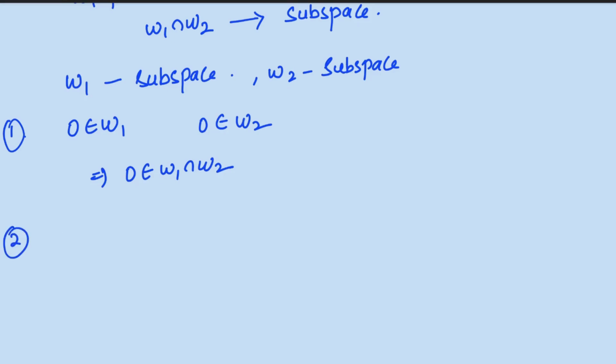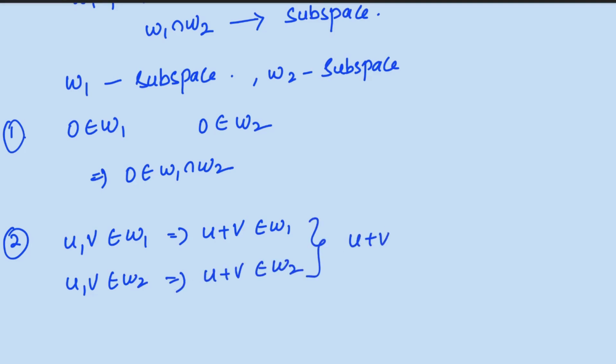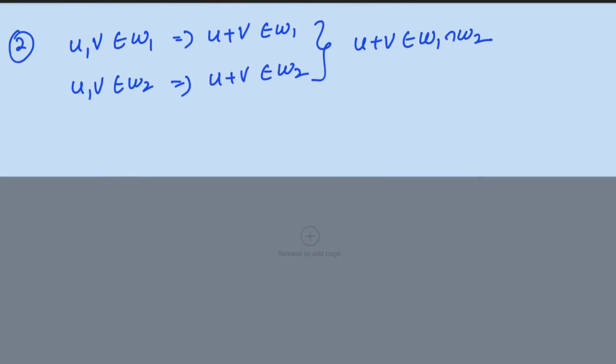If W1 is a subspace, u, v belong to W1 means u plus v also belongs to W1. If u, v belong to W2, then we can easily say that u plus v belongs to W2. By this, I can write u plus v belongs to W1 intersection W2. The second property holds. Next, we will go to the third property.